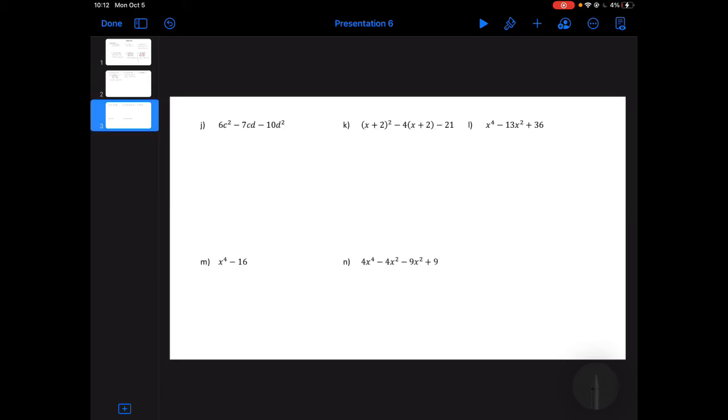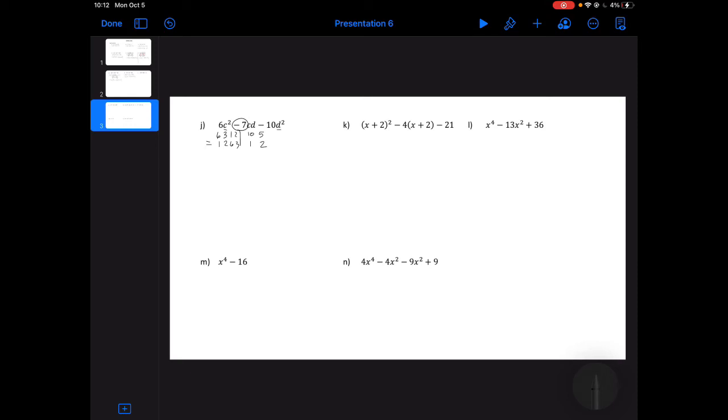Let's finish off with a couple more examples. First one, J, I'm going to notice that I've got c squared here, d squared here. That's okay. I'm just going to factor it as if it was only c's and then put the d's in afterwards. So at the beginning, I'm going to start by writing my factors of 6. So 6 and 1, 3 and 2, 1 and 6, 2 and 3. On the right-hand side, I've got my factors of 10.